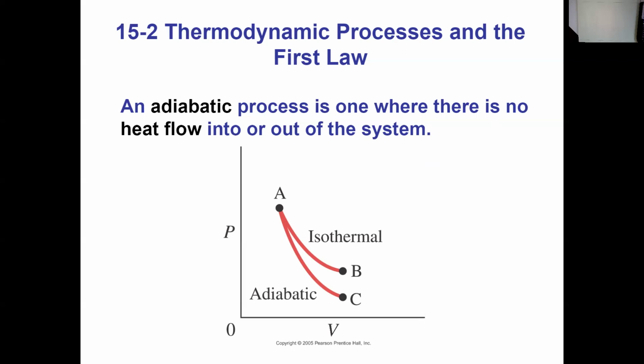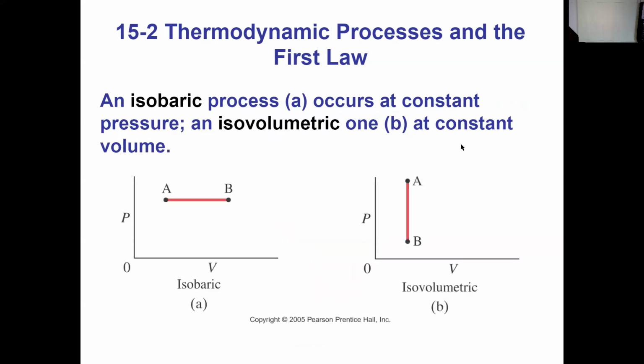So if there's an expansion, if delta V is bigger than 0, then that means there's going to be an overall loss of energy. And if it's isothermal, that means the change in temperature is 0, so the change in internal energy is 0. So any work done is going to directly lead to heat being released or absorbed.